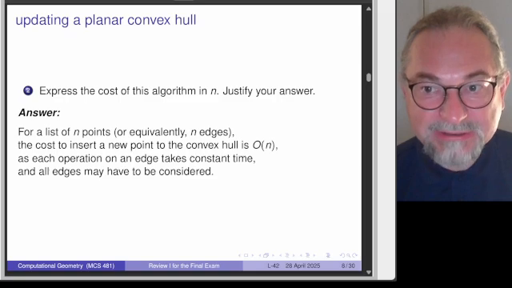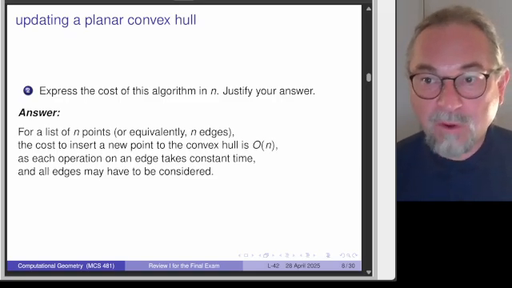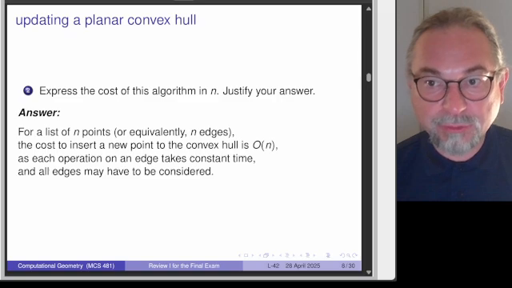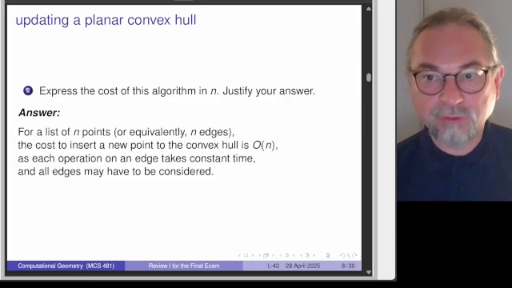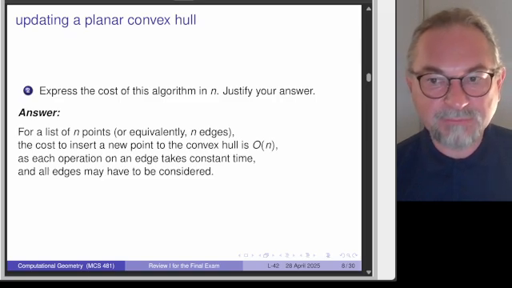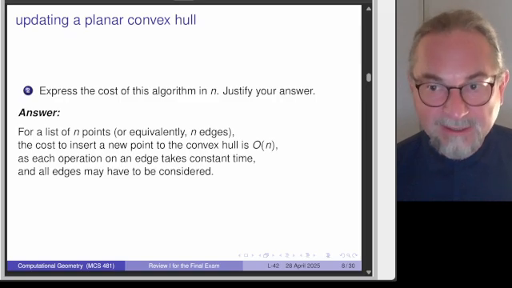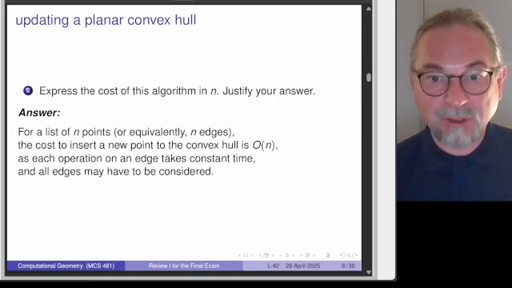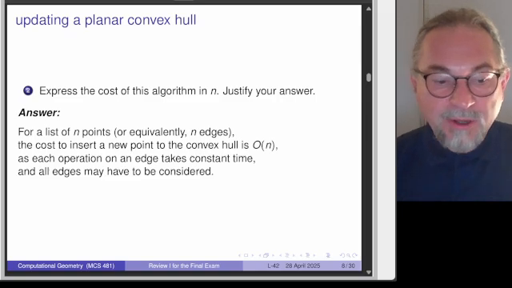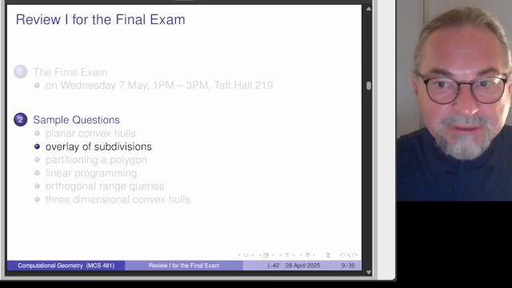All the operations that we are doing involve an angle computation to decide whether the point lies to the right or to the left of an edge. And they can be done in constant time. So adding one extra point to a planar convex hull can be done in linear time. Okay, that's our first review question.